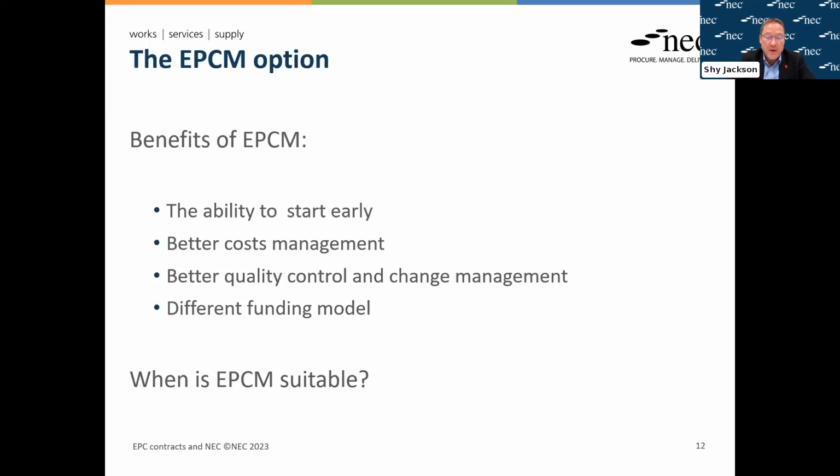And so hopefully all of this gives you a bit of an idea of when EPCM is suitable and when you may use it, but also more broadly, how EPC contracts work, some of the benefits of using NEC for such projects. And I think from now on, Peter and I are happy to take some questions and discuss it in a bit more detail.